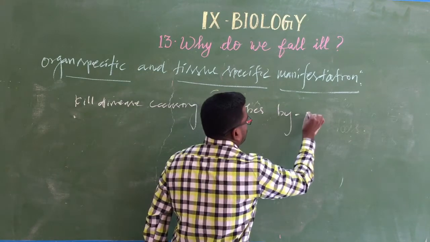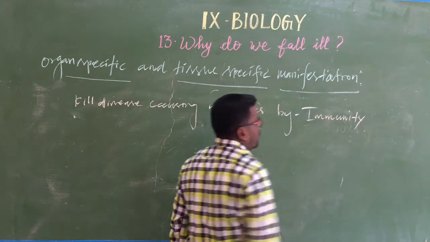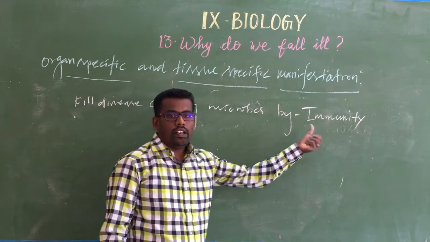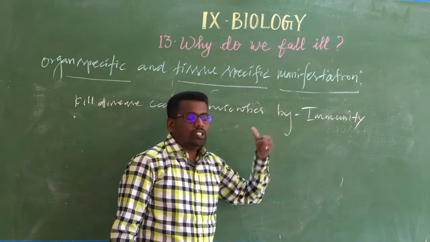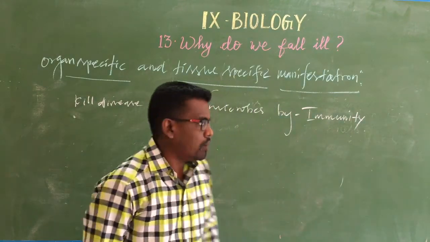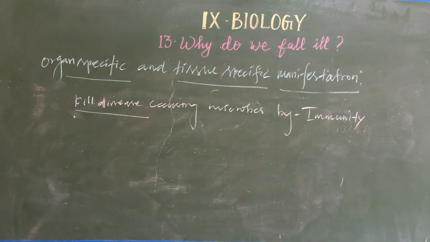By immunity. I told what is immunity. The natural defense mechanism is called immunity. And finally it kills the disease causing microorganism which has entered our body.